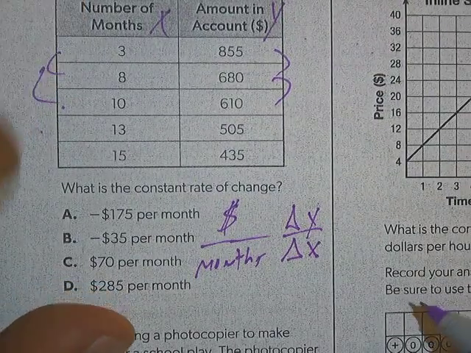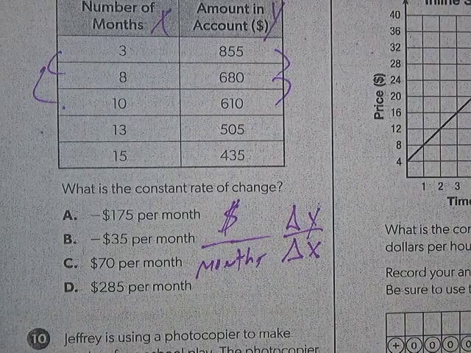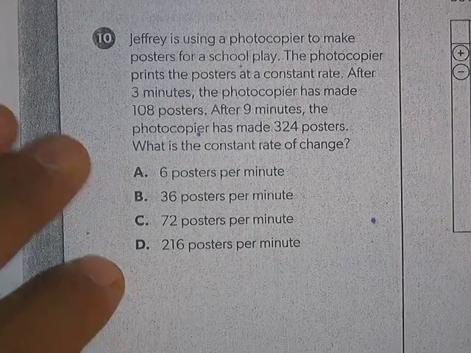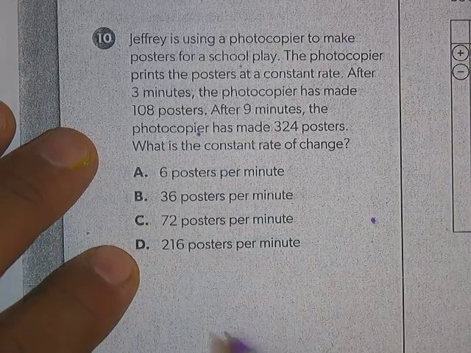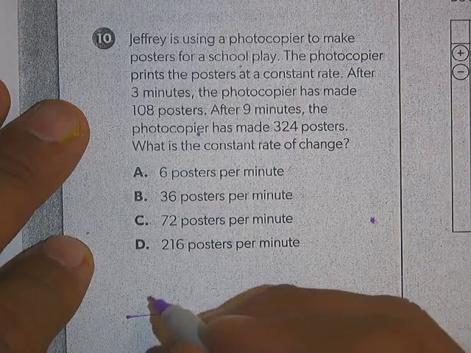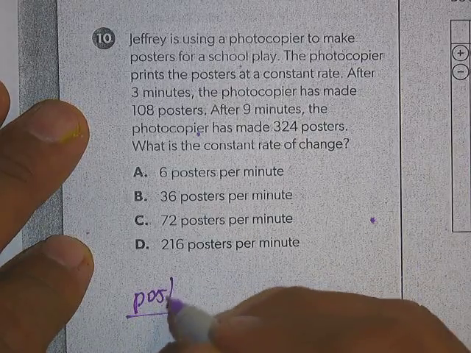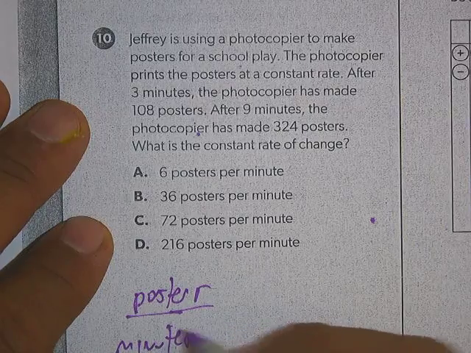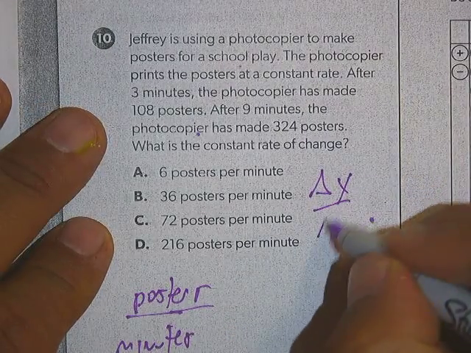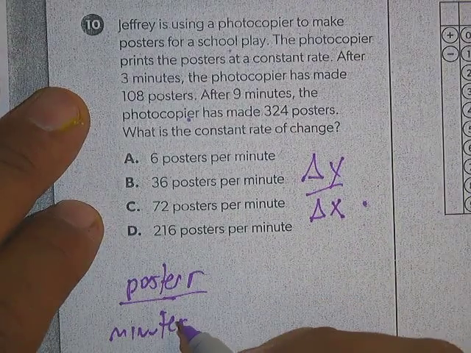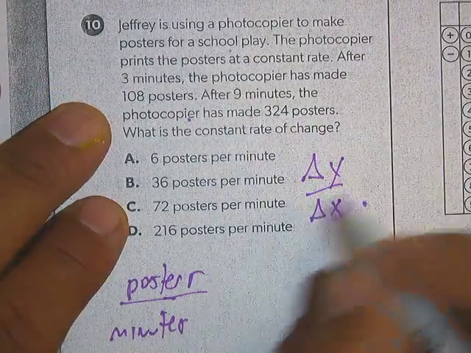Number 9, again, look for a pattern in the table. Number of months, time, you can't stop it, that's your x. That's your y. From here to here, look at how much it's changing. Always remember, it's the dollars over the months, because it's the change in y over the change in x. Let's see if you can figure that one out.